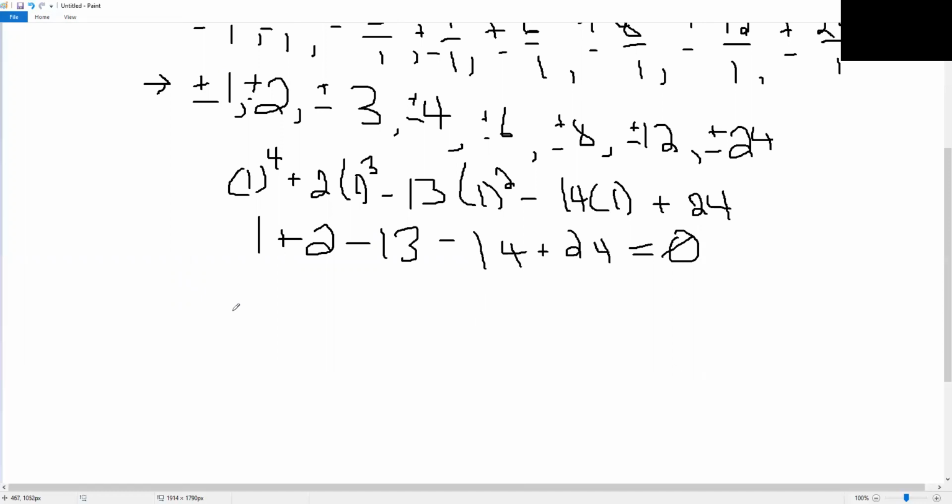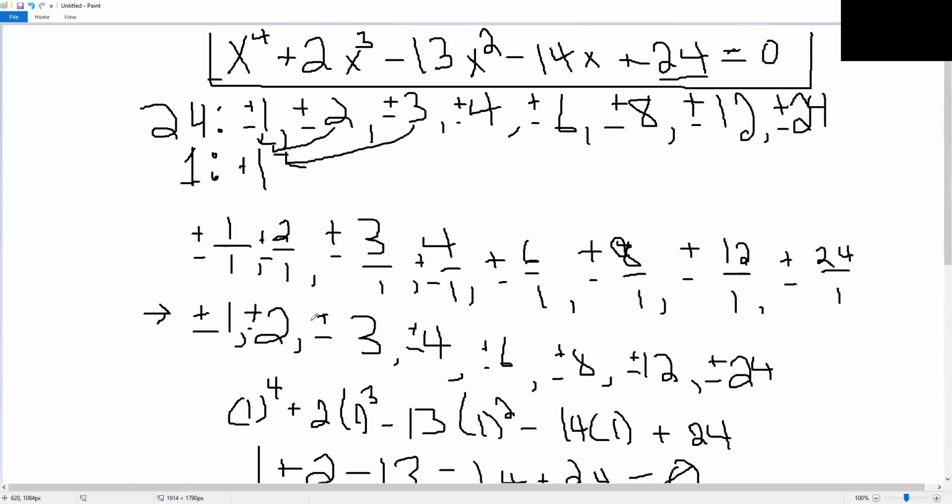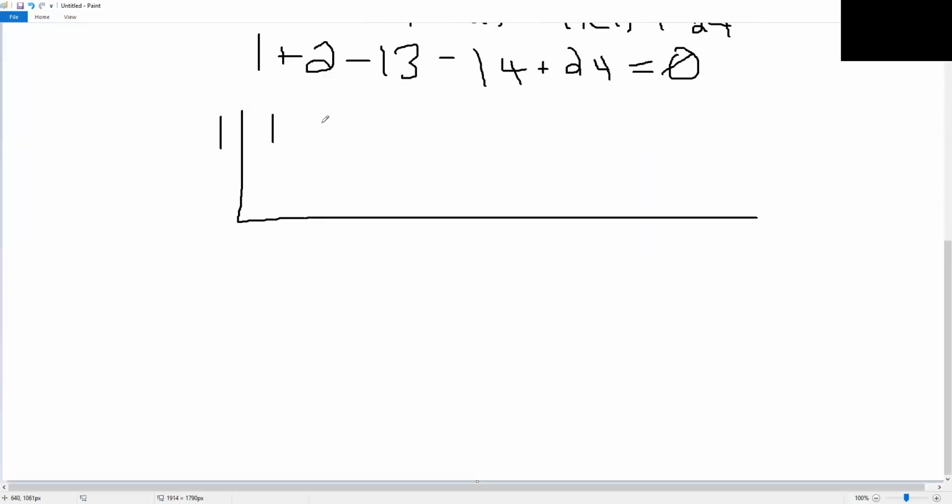So let's do it. We have a 1, so this is the first one, and that's the one we plugged into here. We're going to do it like this. And then we're going to write down our factors. So the factors of this are 1, 2, negative 13, negative 14, and 24. Pull your 1 down.